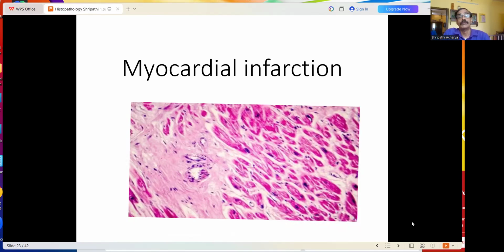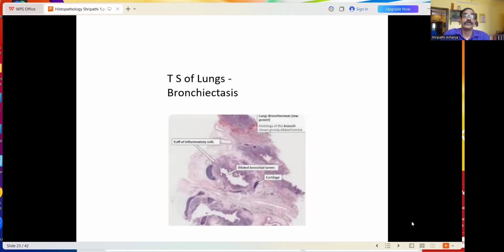So next is myocardial infarction, the TS of myocardium. That's all. Next is TS of lungs, bronchiectasis.